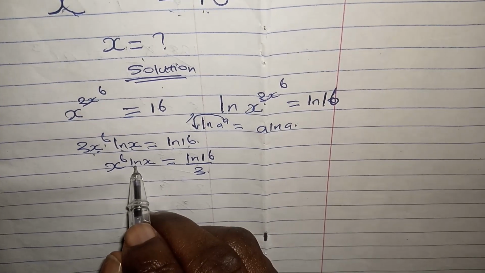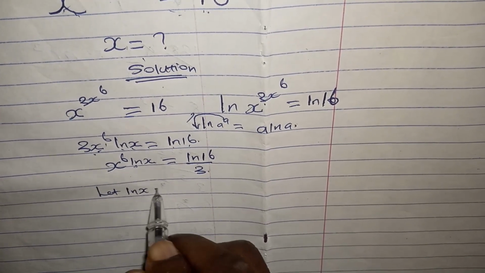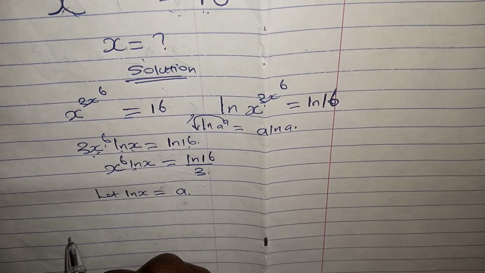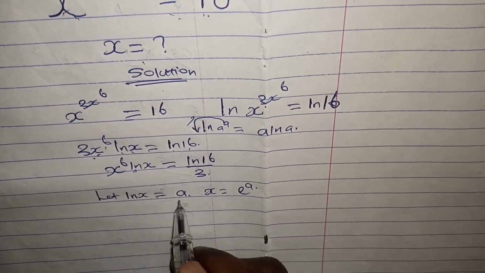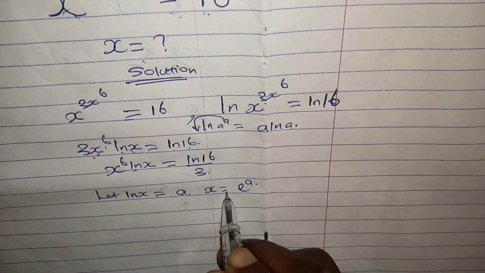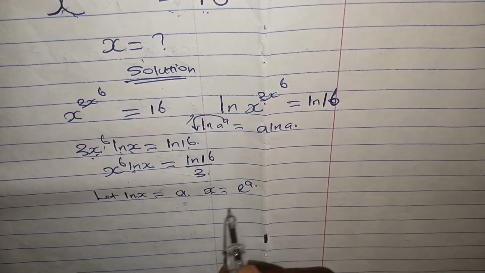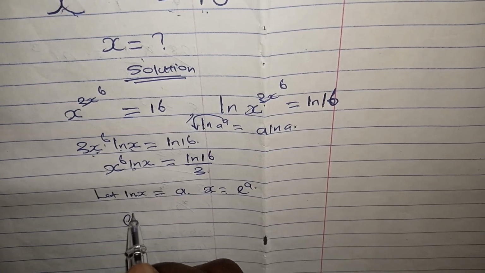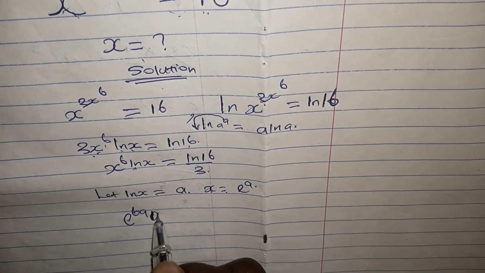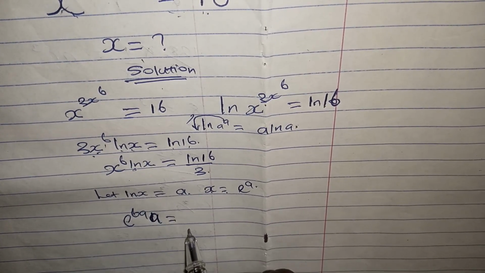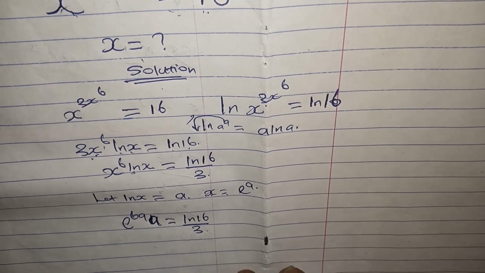In the place of ln x, I can equate another value. So I can say let ln x equal a, and let x equal exponential a. Wherever I see ln x, I'm going to put a, and wherever I see x, I'm going to put exponential a. So I'm going to put exponential of 6a, and in place of ln x, I'm going to put a. So a is equal to ln 16 over 3.